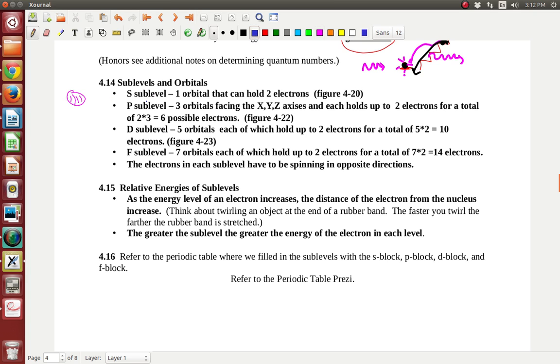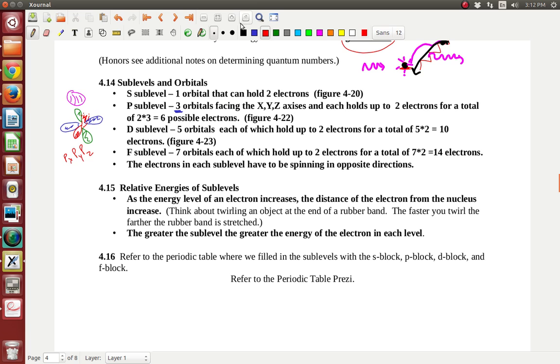The p sublevel has 3 orbitals in it, and those orbitals have different shapes. The first one is on the x-axis, and it looks like this, and that is one orbital right here. The second one would be on the y-axis. It looks like this, and that's the second orbital. And then the third one would be on the z, meaning coming in and out of the screen, and that is also one orbital. So we have a p sub x, a p sub y, and a p sub z. 3 shapes, 3 orbitals for the p's.